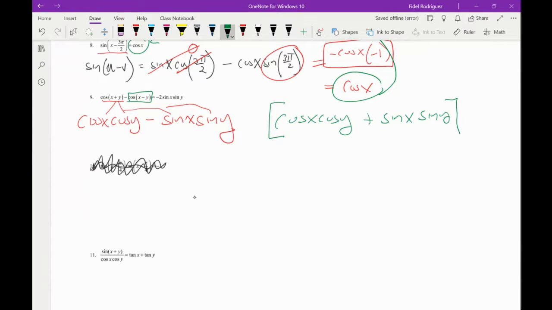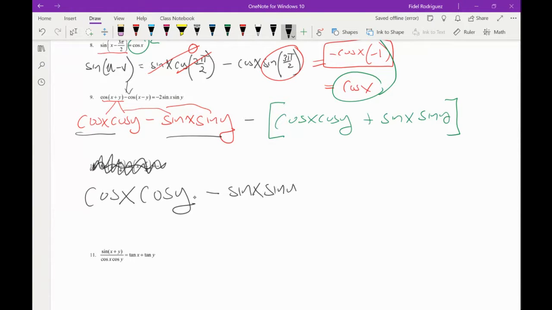Now, the only thing I'm going to do is put that in parentheses, because I want you to notice what we had in the middle. We got a minus sign, and a minus sign means we're going to subtract. So these two pieces, I'm going to leave them alone. I'm going to write this as the cosine of x, cosine of y, minus the sine of x, sine of y. And I'm going to start distributing this negative 1.